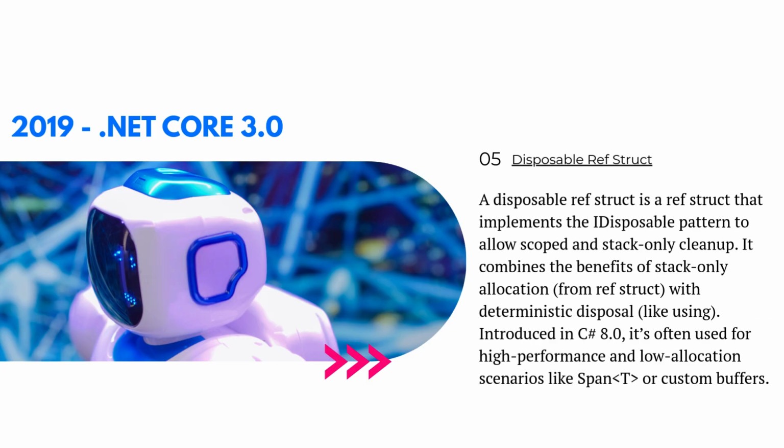A disposable ref struct is a ref struct that implements the IDisposable pattern to allow scoped and stack-only cleanup. It combines the benefits of stack-only allocation, from ref struct, with deterministic disposal, like using. Introduced in C# 8.0, it's often used for high-performance and low-allocation scenarios like Span<T> or custom buffers.